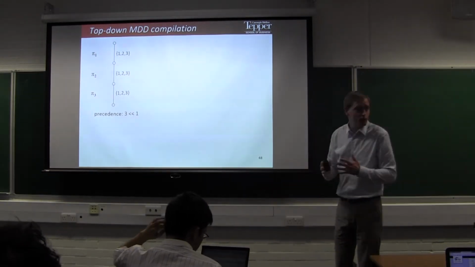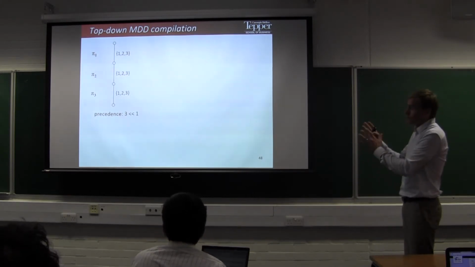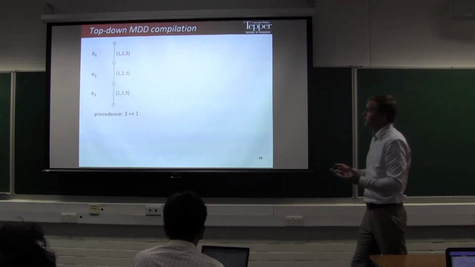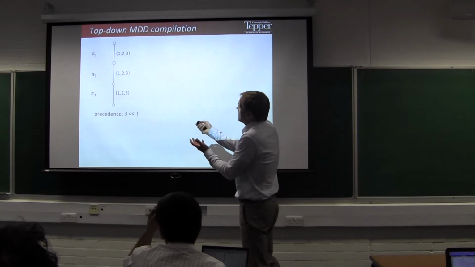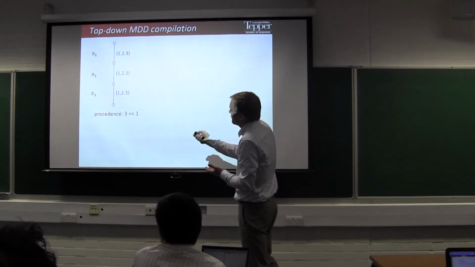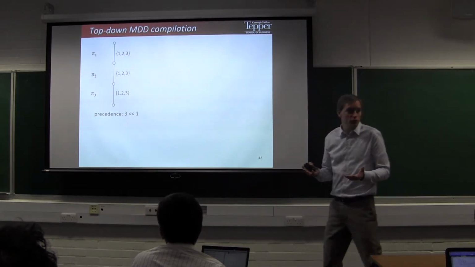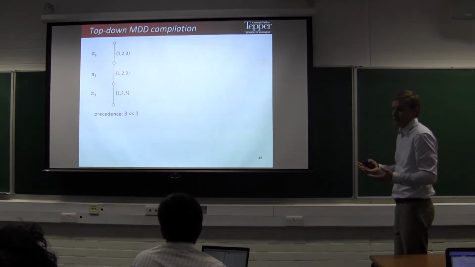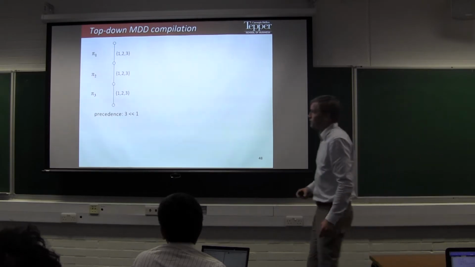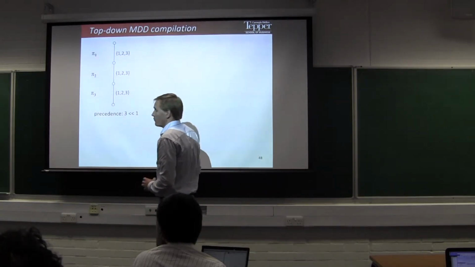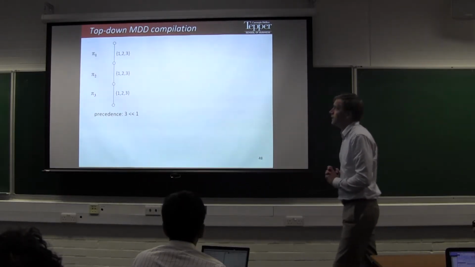So how do I get this MDD? This is going to be one slide showing you how we do that. In the beginning we don't know how to construct it, so we just have one edge, or basically 3 parallel edges for every layer. All possible values could be taken in any position. Suppose I have this one precedence constraint: 3 must go before 1. It's a side constraint. Okay, what can I deduce?